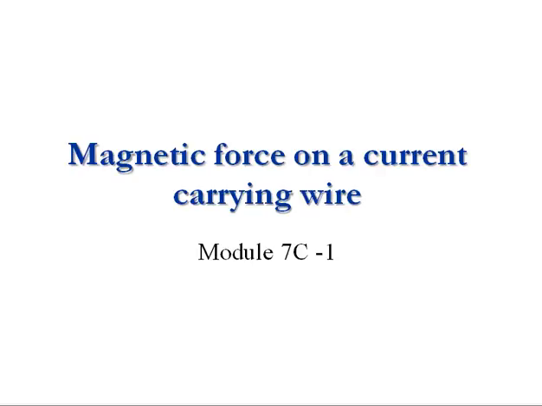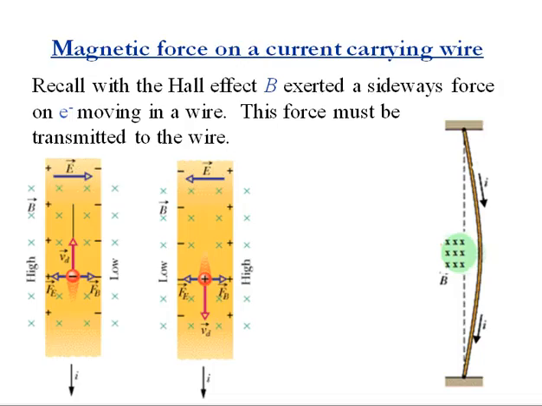In this module, we'll look at magnetic force on a current carrying wire. So we'll look at magnetic force on the current as opposed to magnetic force on the moving charge. If you recall, in our Hall effect, if we had current flowing downward in a copper conductor or any type of conductor, then we have conduction electrons moving upward.